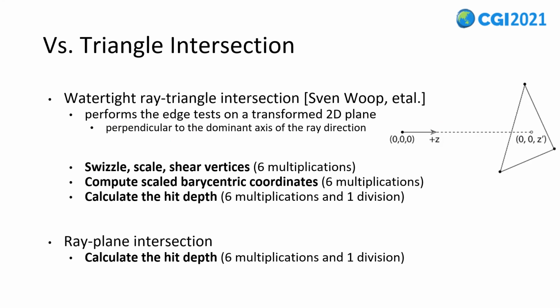In contrast, in triangle representation, the watertight ray triangle intersection performs the edge tests on a transformed 2D plane. It requires 6 multiplications to swizzle, scale, and shear vertices, 6 multiplications to compute the scaled barycentric coordinates, and 6 multiplications and 1 division to calculate the hit depth, but in the CSG representation, we only need 6 multiplications and 1 division to calculate the hit depth on the plane for each ray interval.